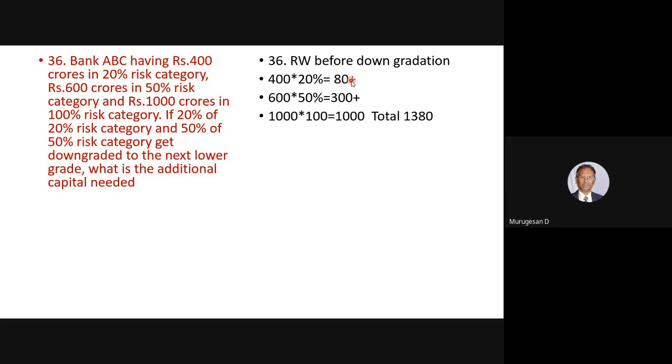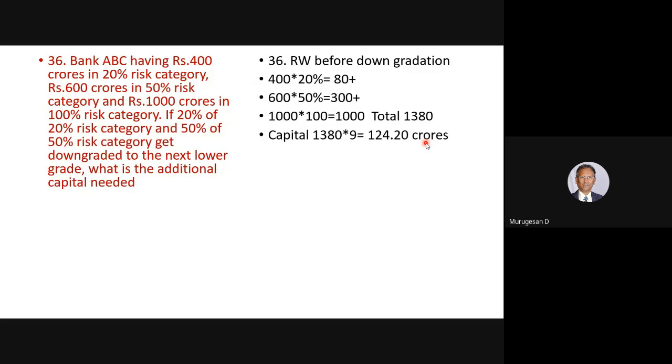Agreed? Next is 600 crore. 600 crore, how much risk? 50. So risk weight assigned is 300 crore. Agreed? Next is 1000 crore, 100% risk. So 1000 crore, 1000. So total risk weight is how much? 1380. First you calculate the capital. So 1380 into 9%, 124.20 is the capital needed before downgrading.